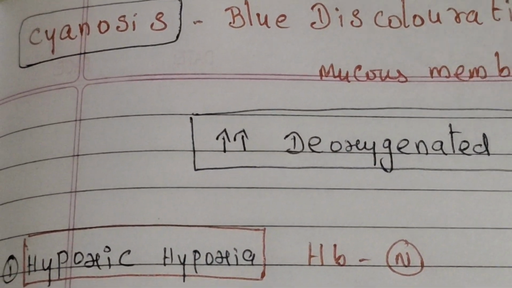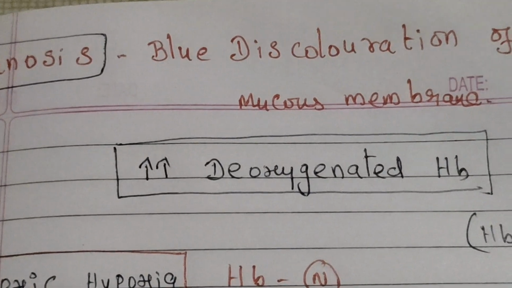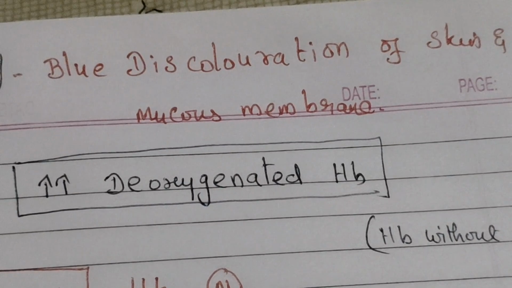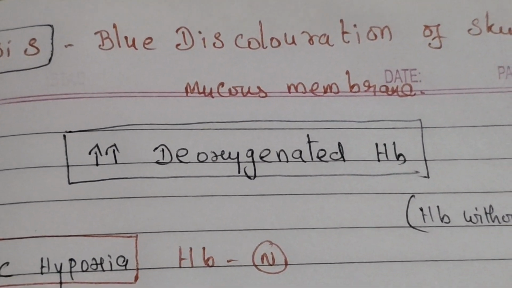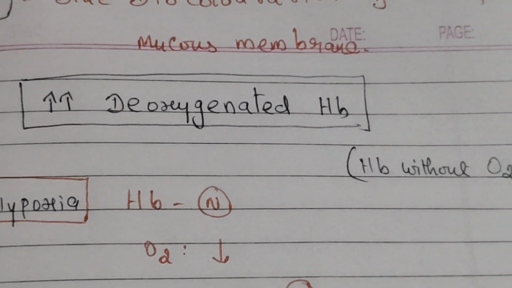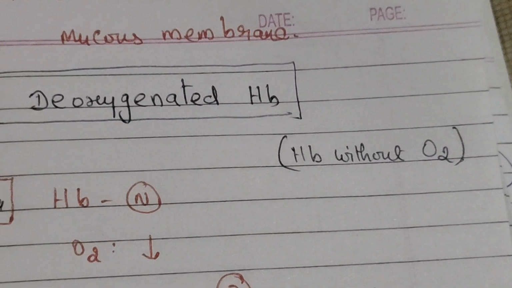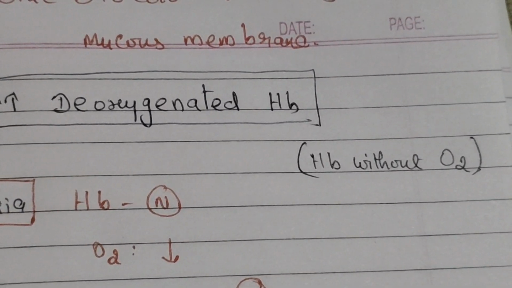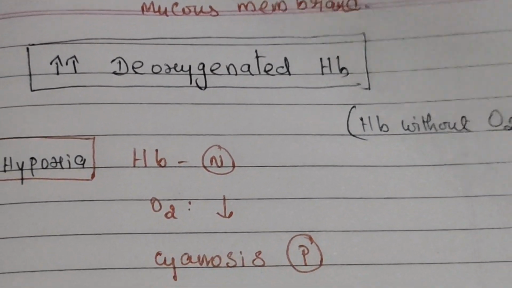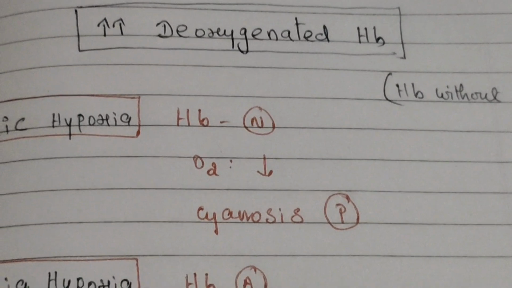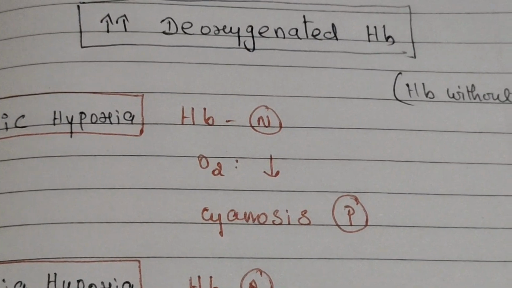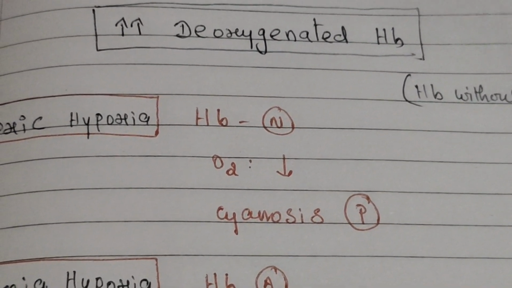Now next thing, in which type of hypoxia does cyanosis take place? Cyanosis is blue discoloration of skin and mucous membrane because of increased deoxygenated hemoglobin. Increased deoxygenated hemoglobin is important, hemoglobin without oxygen. So in hypoxic hypoxia, hemoglobin is normal but oxygen level is decreasing, so cyanosis is present.